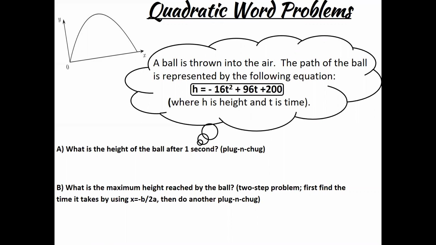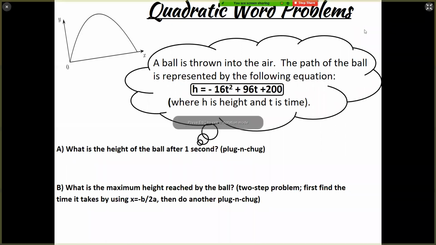The path of the ball is represented by this equation, h equals negative 16t squared plus 96t plus 200, where h represents the height and t is the time. Part A asks us, what is the height of the ball after 1 second? So the 1 second is in time, right? So 1 second's time.